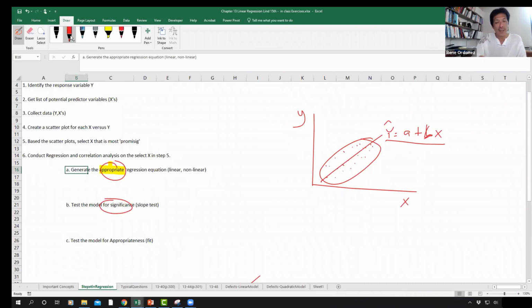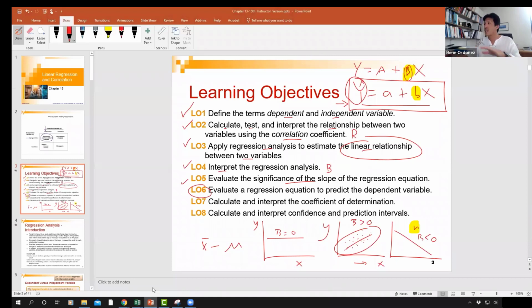Okay, well, actually, let me reverse this. We'll do this first. We'll make this A, and then we will make this B. Okay, we'll test the model for significance first, and then we will test the model for appropriateness, which is over here. All right. So are we clear so far in terms of setting the foundation for what we are about to discuss this afternoon? We good? Yes. All right.